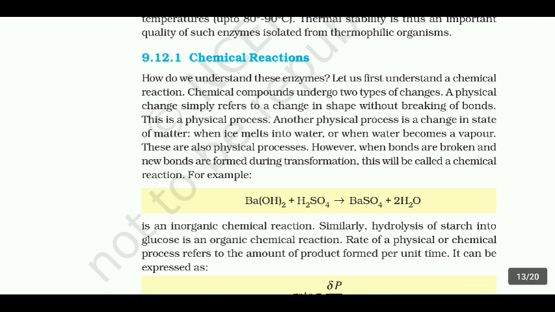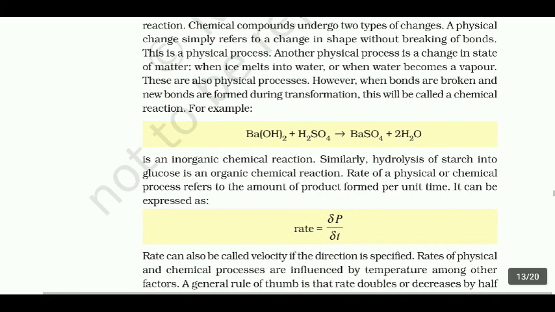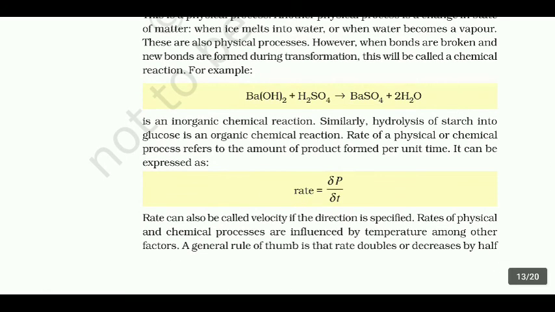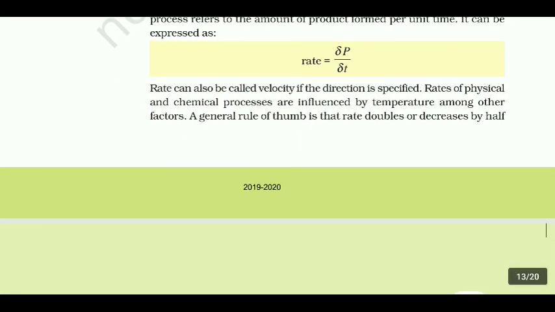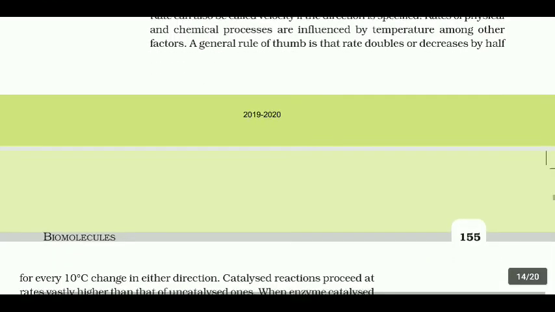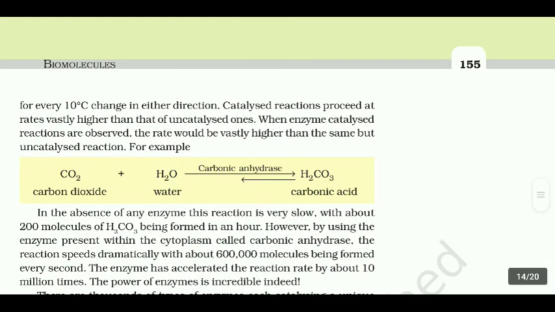For example, Ba(OH)2 plus H2SO4 gives BaSO4 plus 2H2O. This is an inorganic chemical reaction. Similarly, hydrolysis of starch into glucose is an organic chemical reaction. The rate of a physical or chemical process refers to the amount of product formed per unit time. It can be expressed as rate equals δP upon δt. Rate can also be called velocity if the direction is specified. Rates of physical and chemical processes are influenced by temperature among other factors. A general rule of thumb is that the rate doubles or decreases by half for every 10-degree change in either direction.